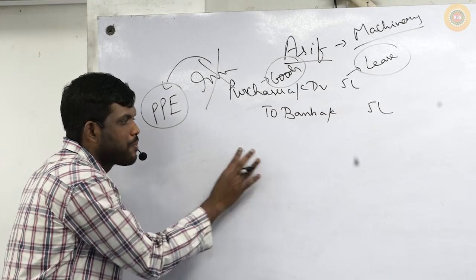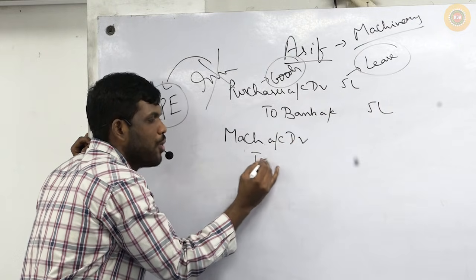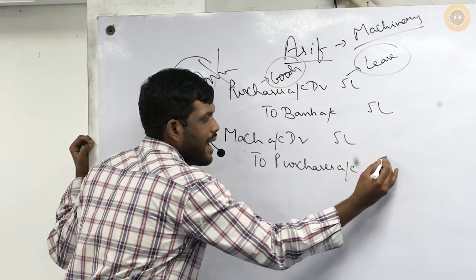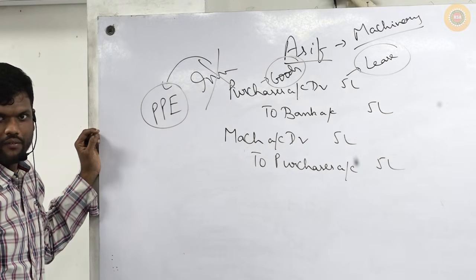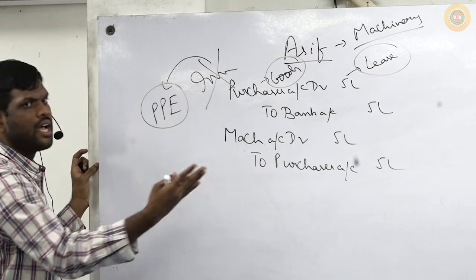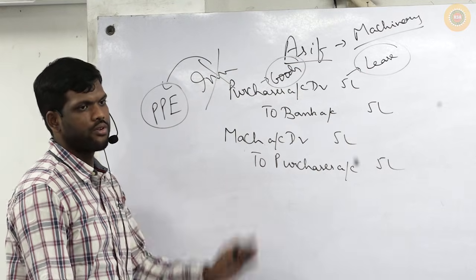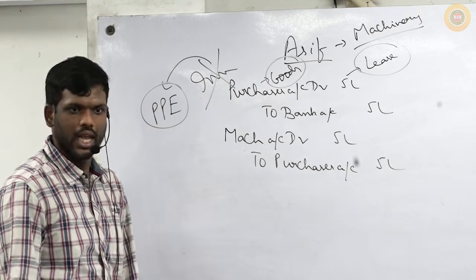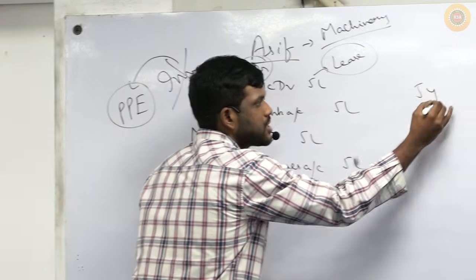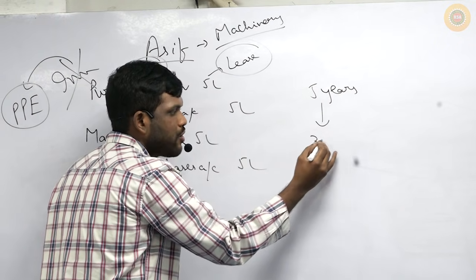First, we have to pass the entry: machinery account debit to purchases account, 5 lakhs, 5 lakhs. We have to reclassify it from purchases to machinery because before it was inventory. Now we are holding it to give it on rental to others. It satisfies the PPE definition, so we will bring it to a separate account called machinery account. Everyone look, total life of this machinery is 5 years. In that, I am taking it on rent for 3 years.